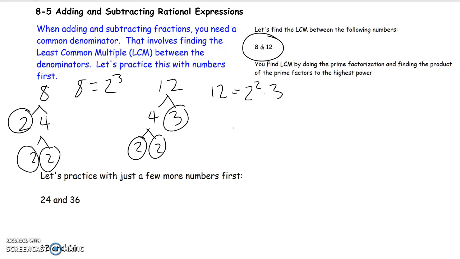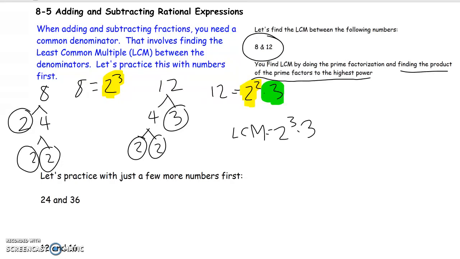Then to find the least common multiple, what we need to do is find the product of the prime factors to the highest power. So what that means is we look at the prime factorization and we look at all the 2's. So the highest power of the 2's is 3. So in our least common multiple, we need a 2 cubed. Then we also have 3's. So the highest power of the 3 is just 1. So in our least common multiple, we need just 1 3. Then the least common multiple is 2 cubed, which is 8, times 3, which is 24.